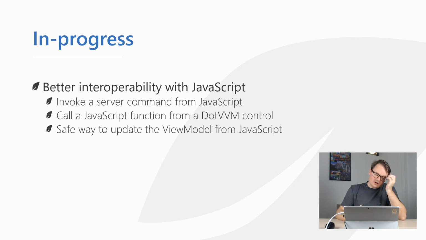We are thinking how to provide a safe way for you to update the view model from JavaScript, maybe from TypeScript, because when we are doing this, we also want to give you the TypeScript definitions so you could write strongly typed client-side code. And also, in some cases, you need to trigger a postback from JavaScript.